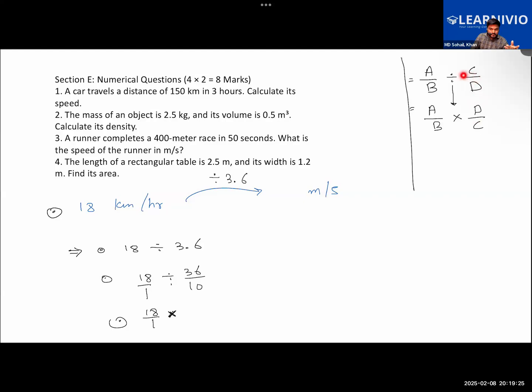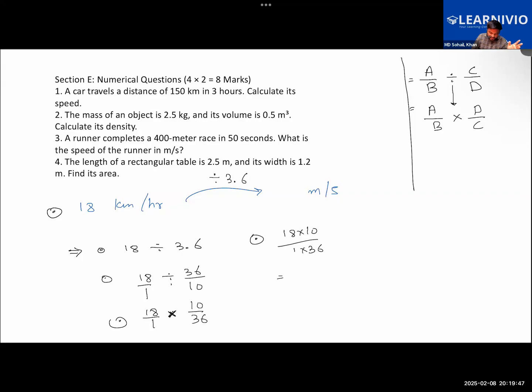Match it from here. 10 by 30. Exactly. Okay. Now it is correct, Razan. Good. From here on, you have to basically multiply the numerators: 18 multiplied by 10, and 1 multiplied by 36.